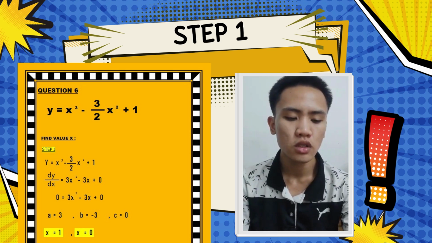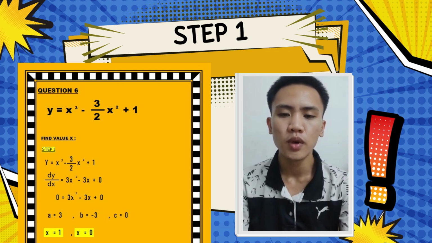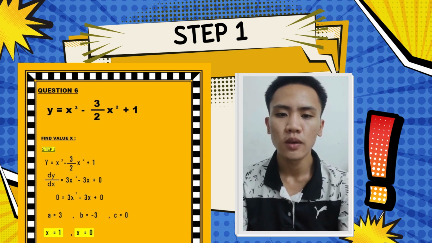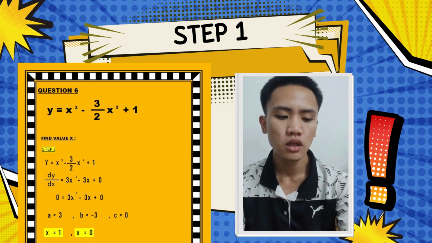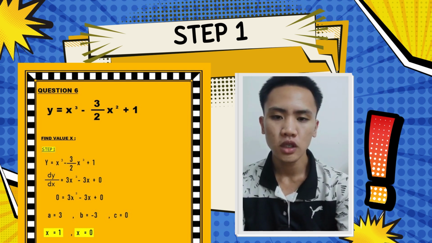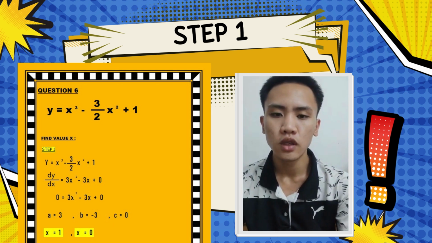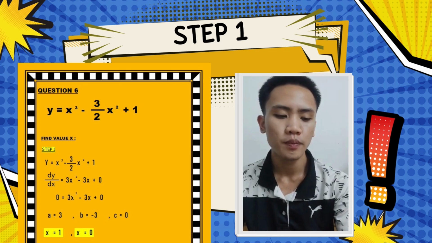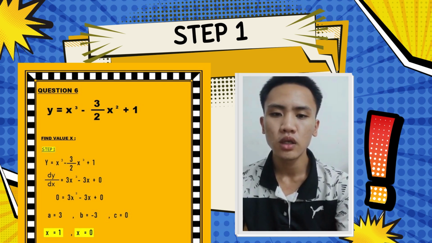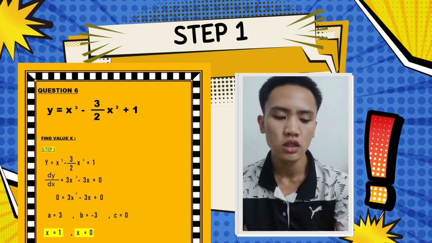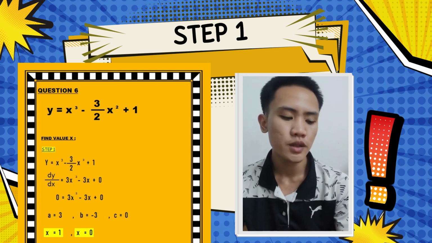The first row is x power 3. The 3 will bring in front of the x, and the power 3 will be 3 minus 1, so the answer is 3x power 2. The second row is negative 3/2 x power 2. The 2 will multiply with negative 3/2, so the answer is negative 3x, and lastly the 1 will be 0. So we got the first answer.